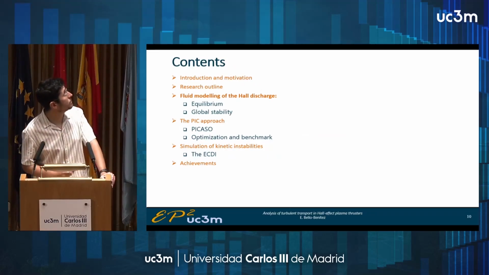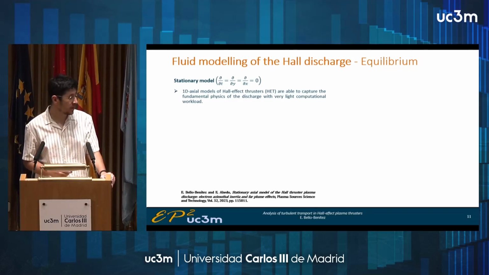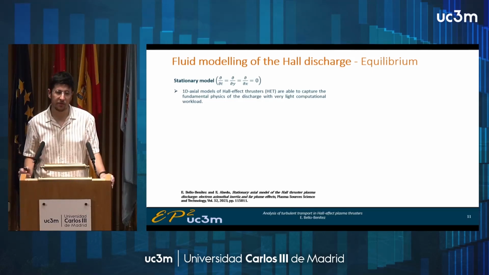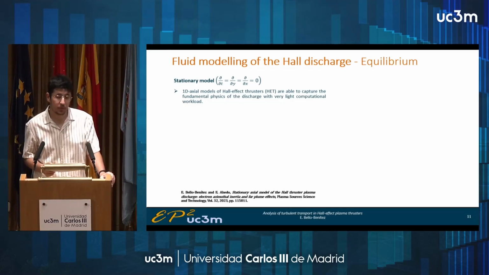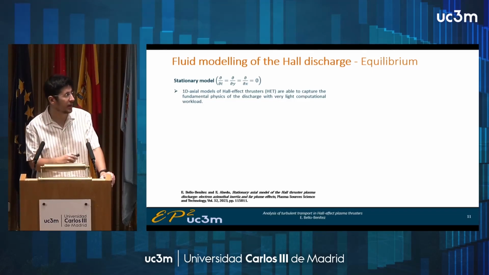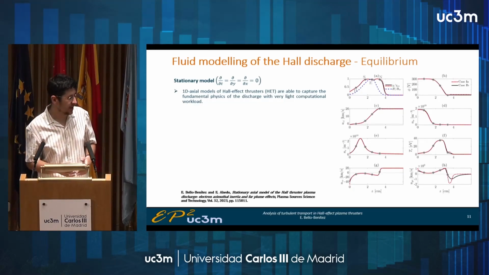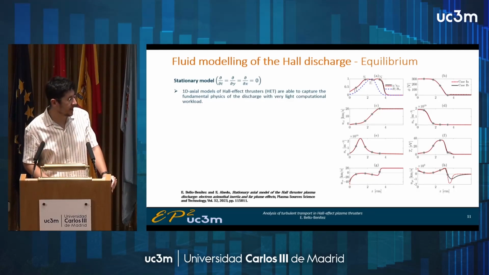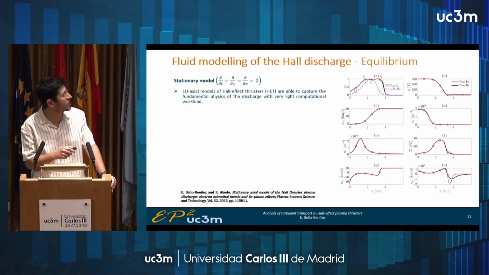Okay, so from the point of view of fluid modeling, I will start with the equilibrium. We have a certain set of fluid equations for electrons, neutrals, and ions. And in the equilibrium, we assume that the solutions are stationary, and we have variation only along the thruster axis. And we obtain certain equations, a one-dimensional model. We can solve it, and this is the kind of solution that we expect to obtain from this model. We obtain the axial evolution of several plasma magnitudes: electric potential, velocities, densities, temperatures.